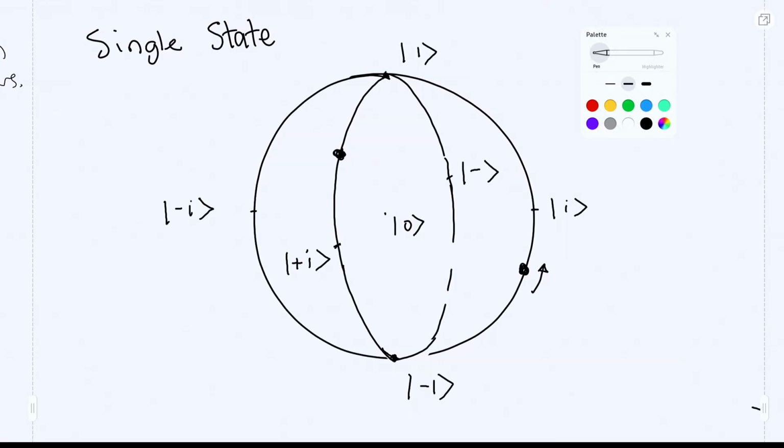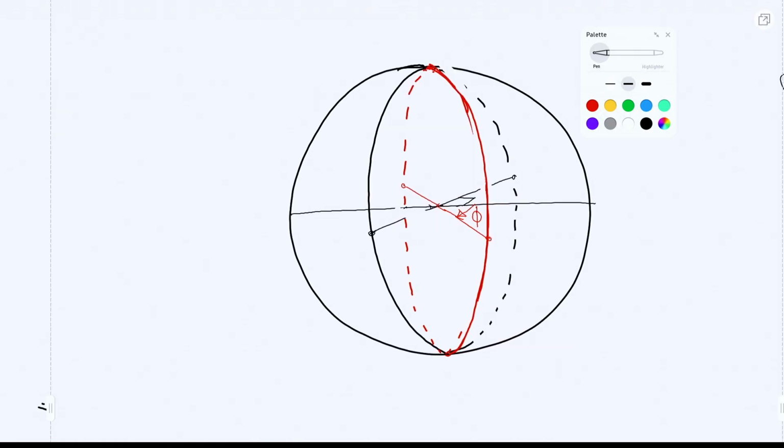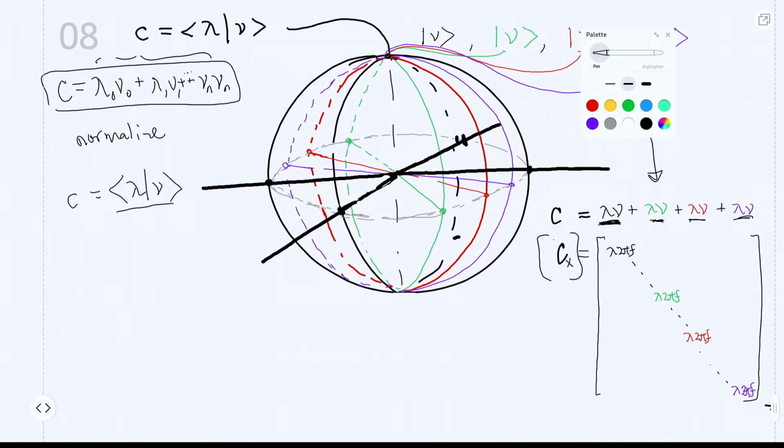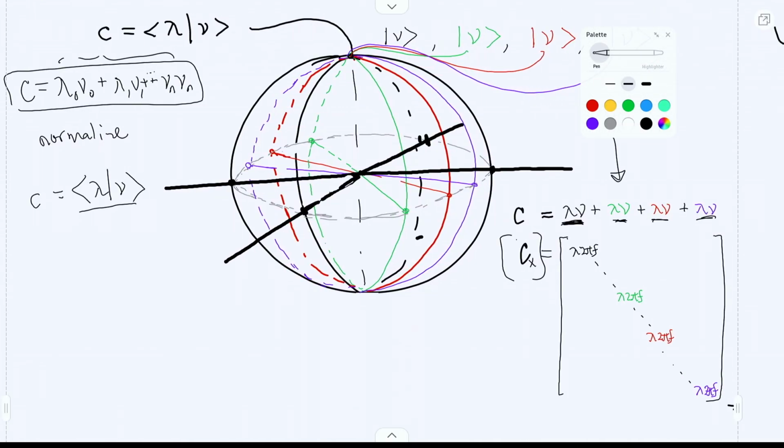Okay, here's another picture of a single state. Notice the 0 state is in the middle. And another picture, just kind of going for visualization. This is my practice. And then we have a quantum state.